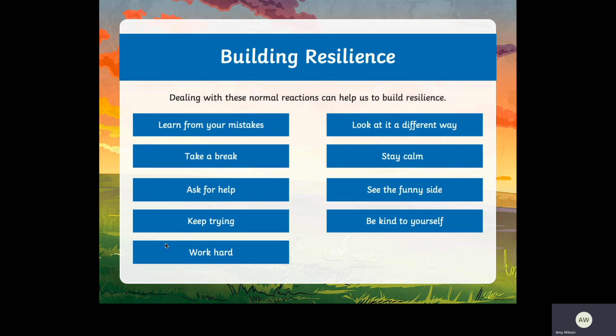So what we can do is try to build our resilience. That will help us with dealing with these problems, because these problems are going to happen. These feelings that we feel, they're going to be there. It's how we carry on. Okay, so do we sit there and just feel cross forever and ever and ever? Do we just sit there and cry and feel sad forever and ever and ever? Or could we try and do something?